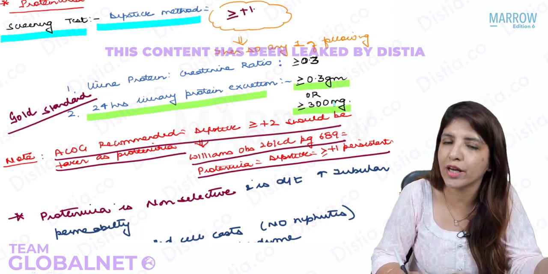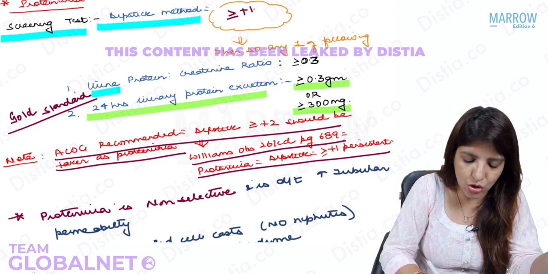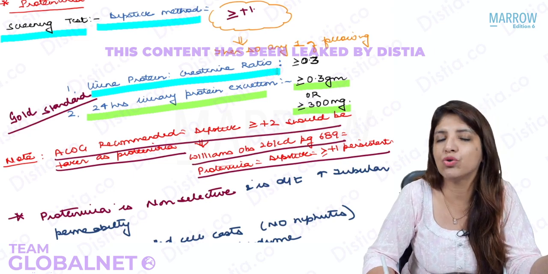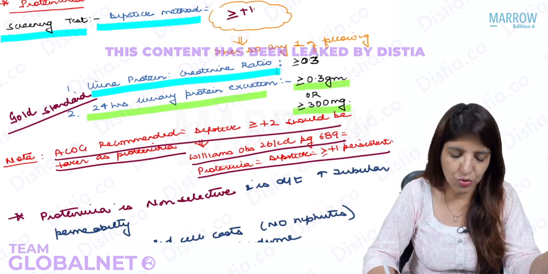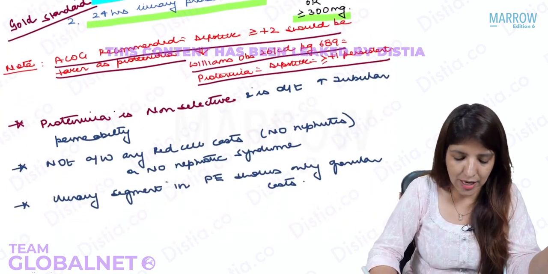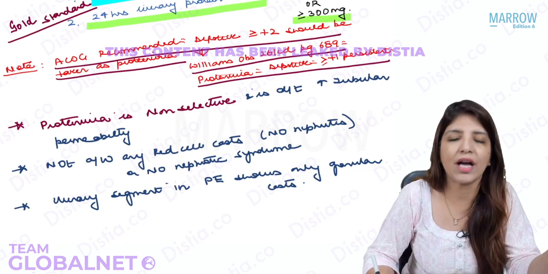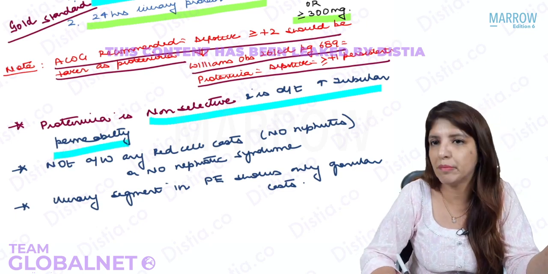If you are not going for 24 hours urine collection, then in that case, you can look at the urine protein to creatinine ratio, which if it is more than or equal to 0.3, then you say that yes, proteinuria is present. Now, the type of proteinuria which you get in preeclampsia is a non-selective proteinuria. And why is proteinuria happening? It is happening because of increased tubular permeability.